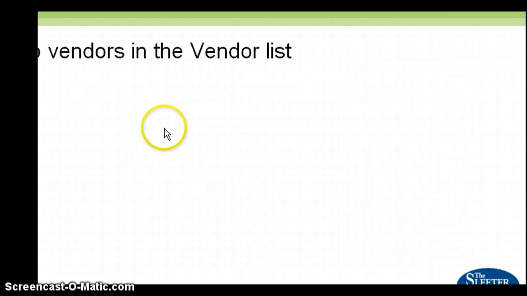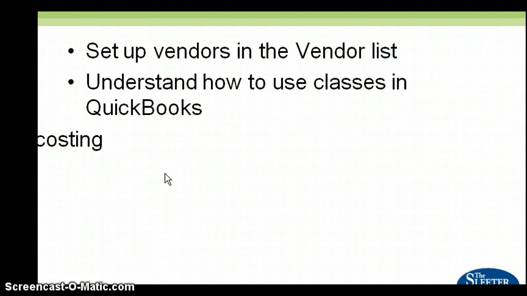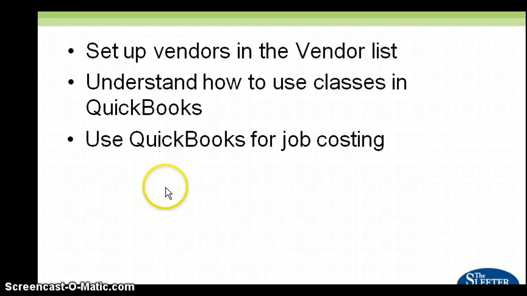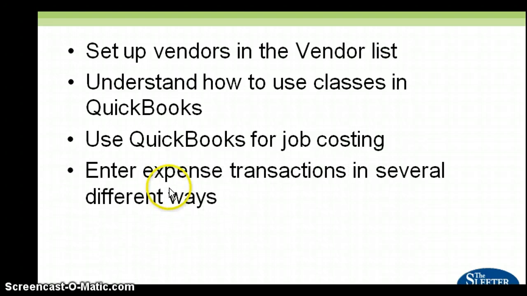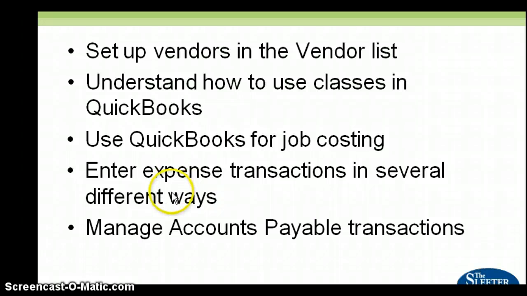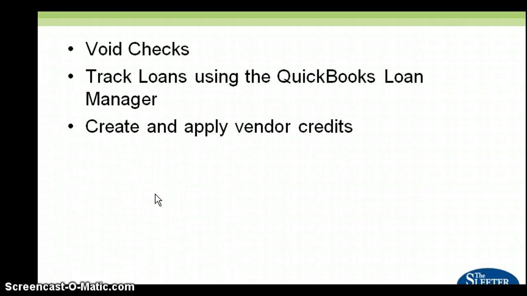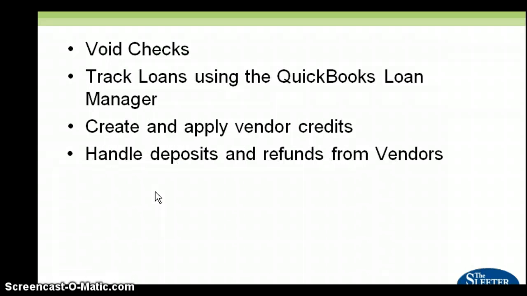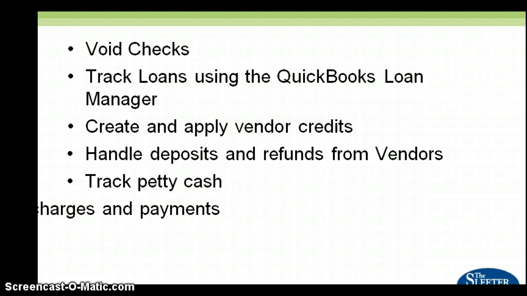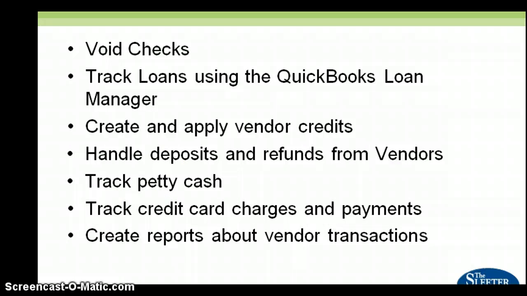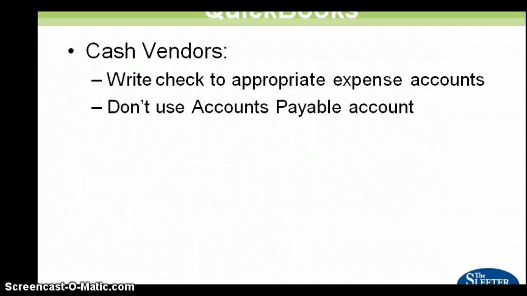Our objectives for this conversation are to set up vendors in the vendor list, use classes, understand them and use them, and also understand and use job costing in QuickBooks, entering some transactions in different ways, managing accounts payable transactions and printing checks. We're going to learn how to void checks. We're going to track loans in QuickBooks and deal with creating and applying credits. Also, with regard to accounts payable, we're going to deal with vendor deposits and refunds, track petty cash, credit card payments, and reports. So let's get started.